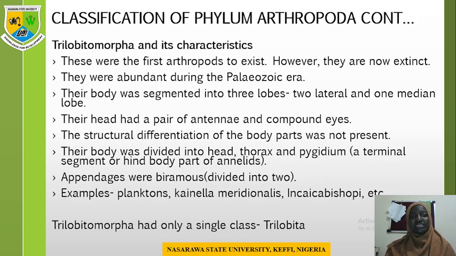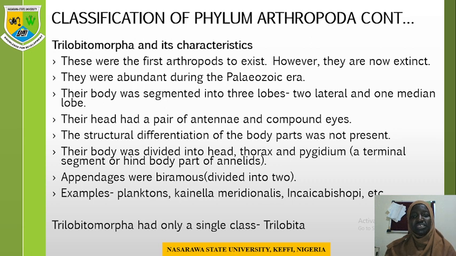Trilobitomorpha and its characteristics. These are the first arthropods to exist. We earlier stated that this is the extinct form of this phylum Arthropoda. However, they are not extinct. They were abundant during the Paleozoic. Their body was segmented into 3 lobes, 2 lateral and 1 median lobe. The head had a pair of antennae and a compound eye. The central structural differentiation of the body parts was not present.